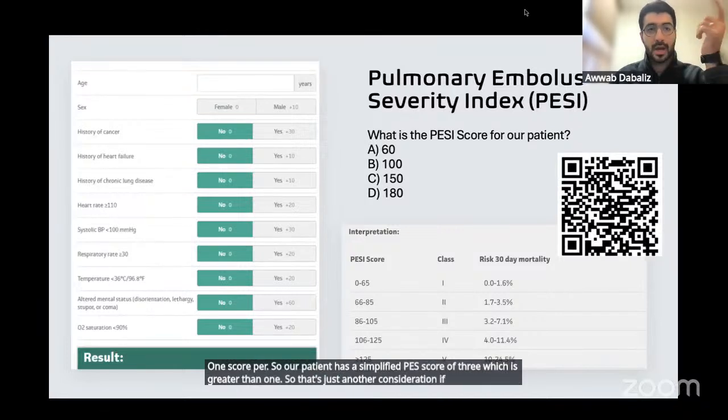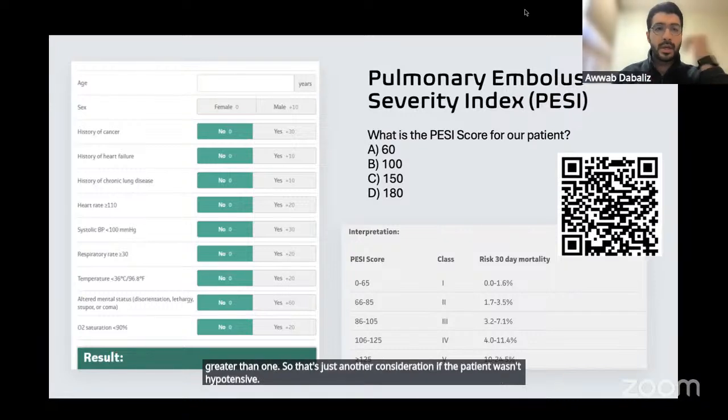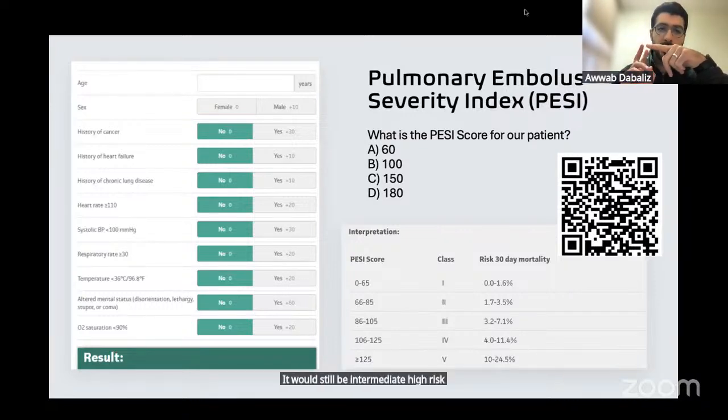If the patient wasn't hypotensive, it would still be intermediate high risk based on the RV dysfunction, based on the troponin and the BMP and the simplified PESI score.